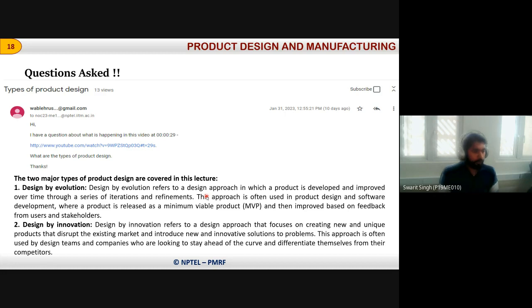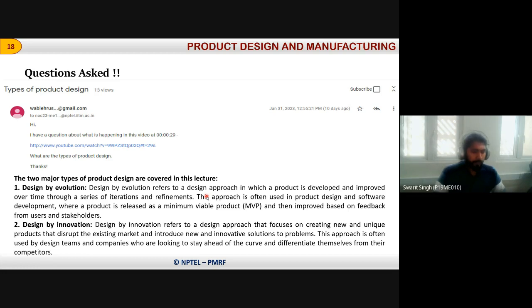So what do you mean by design by evolution? Design by evolution refers to a design approach in which a product is developed and improved over time through a series of iterations or refinements. So there is already some product and we are evolving those products as per the requirement.